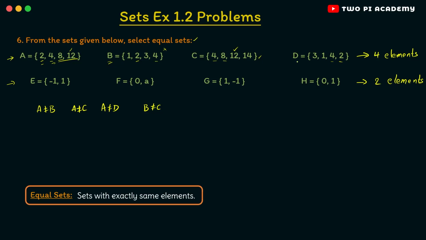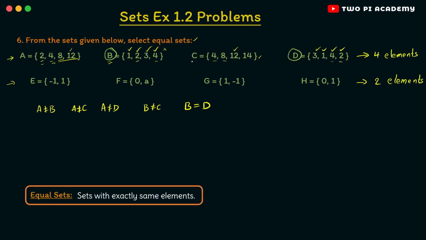And then we'll compare B and D. B has the elements 1 and D also has it, and then B has 2, D also has 2, and then similarly we have 3 and 4 in both of these sets. So clearly they have exactly same elements, so therefore B is equal to D. So we were asked to select equal sets, so clearly B and D are equal sets. So we have selected the equal sets.